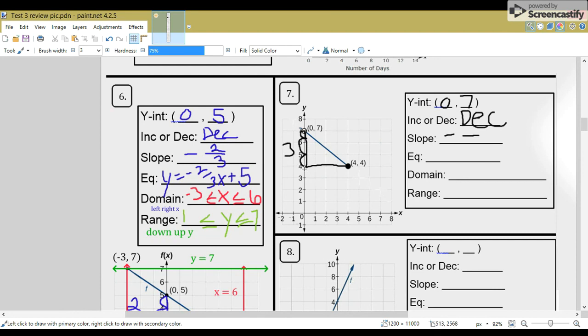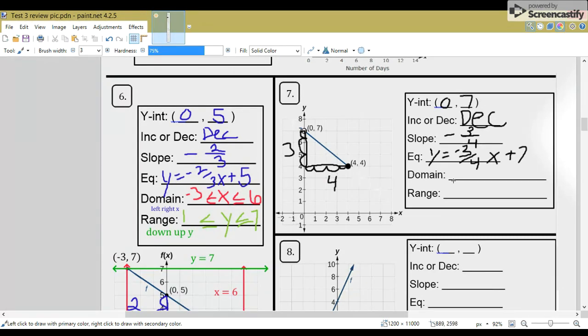And our run is also skip counted by ones. So we have 1, 2, 3, 4. So our change in y is 3, and our change in x is 4. So our slope is -3/4. Our equation is y equals -3/4 x plus 7, and the 7 comes from the y-intercept right here. It's a plus 7 because this is a positive 7.